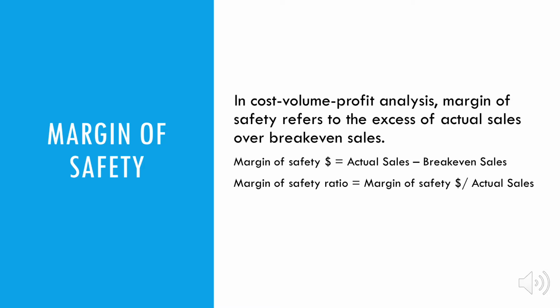The last important concept I want to touch on is the margin of safety. In cost volume profit analysis, margin of safety refers to the excess of actual sale over break-even sales. It may be calculated as the difference between actual sales and the break-even sales. Margin of safety can be expressed in dollar or percentage. Margin of safety is a useful tool to help management understand how far the sale could be changed before the company would experience a net loss.